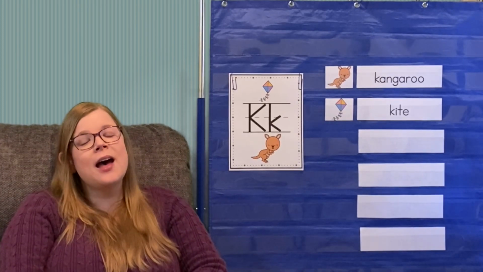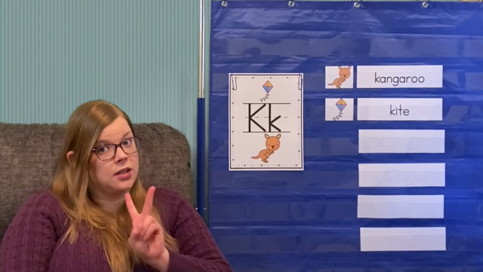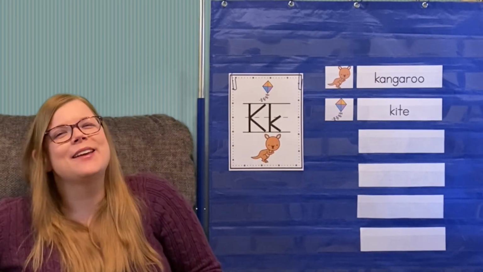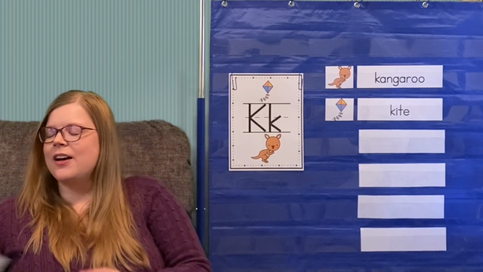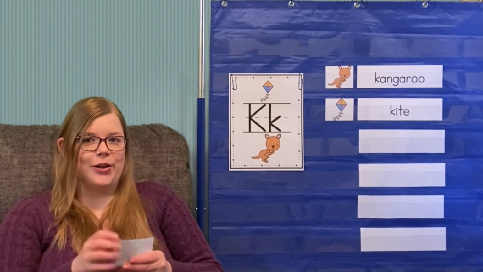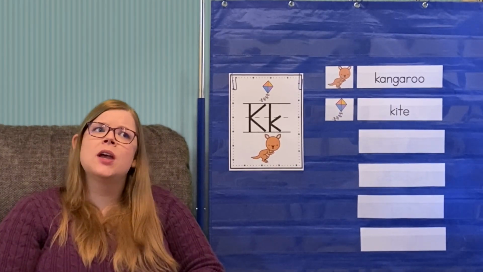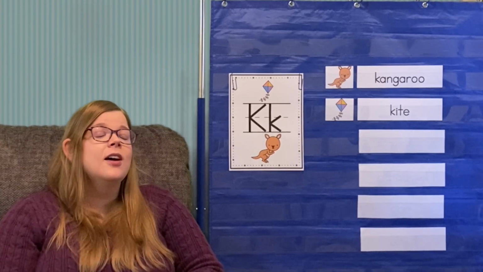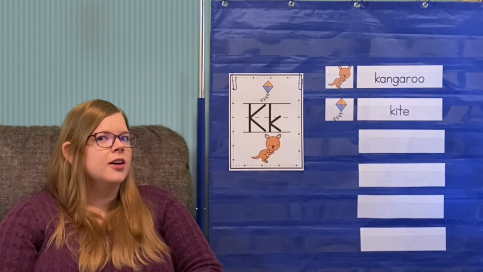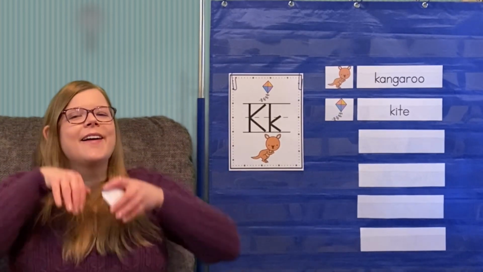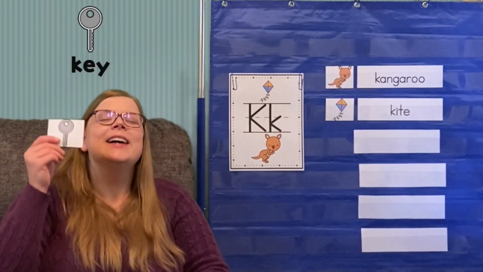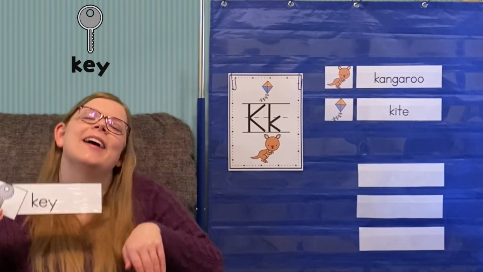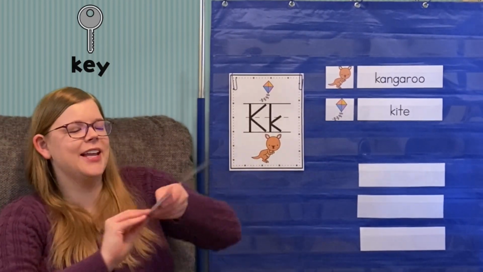Great job. Now that we know two words that start with the letter K, what other words start with K? Can you guess them if I give you some clues? All right, our first word. You might see your parents use this to open the door, to unlock the door, to maybe unlock the car. And it starts with k, k. It's a key. K, k, key starts with K. There's the letter K.